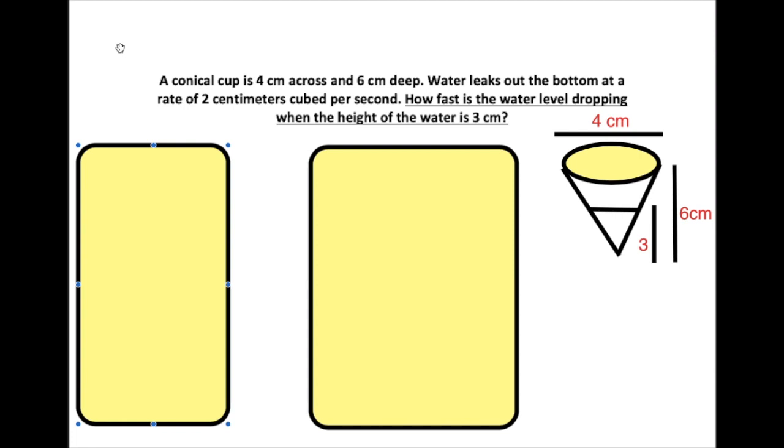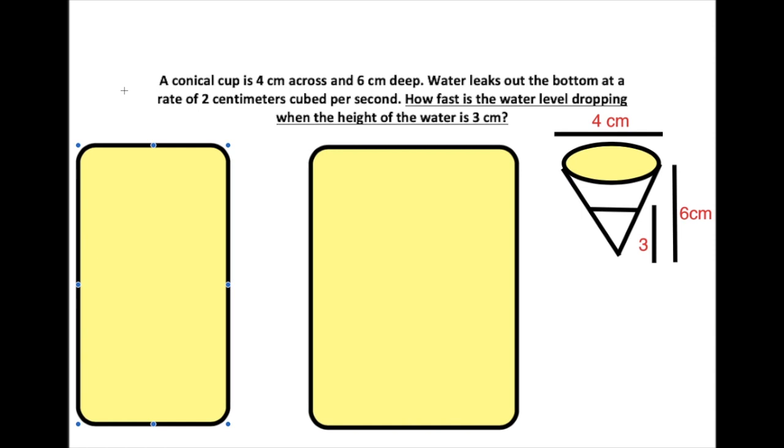So here's our task. The question says, a conical cup is 4 centimeters across and 6 centimeters deep. Water leaks out the bottom at a rate of 2 centimeters cubed per second. How fast is the water level dropping when the height of the water is 3 centimeters? So basically, we are trying to find at which rate the water level drops inside this cup.